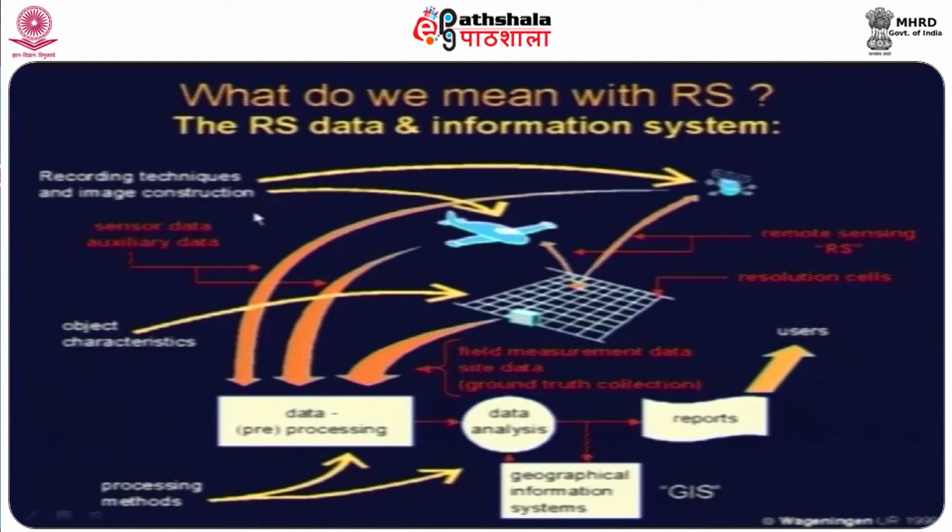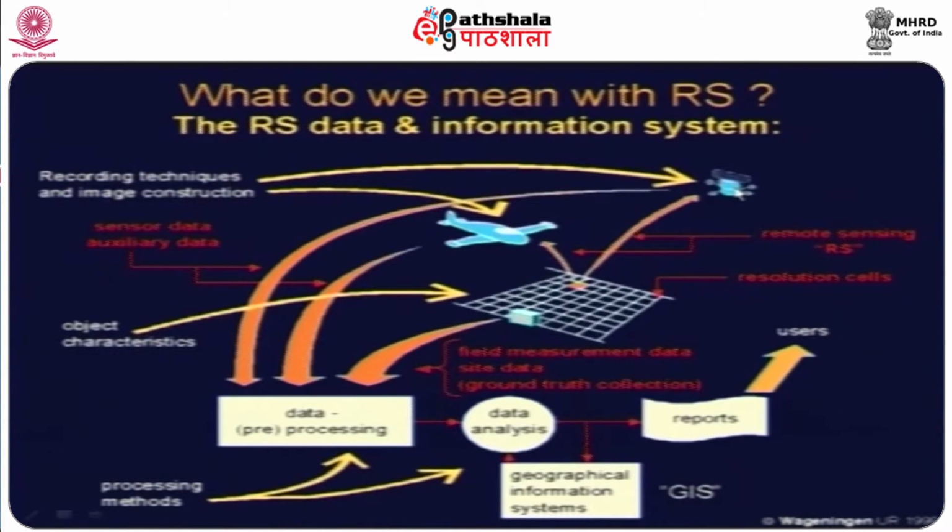So I was telling you what exactly you are going to work on, what exactly you mean by remote sensing, and how you will be getting the data. You see here, whether it is going to be an aeroplane, as we will see at a later stage, how aerial photographs are taken and what is the importance of aeroplanes, or it could be satellites.